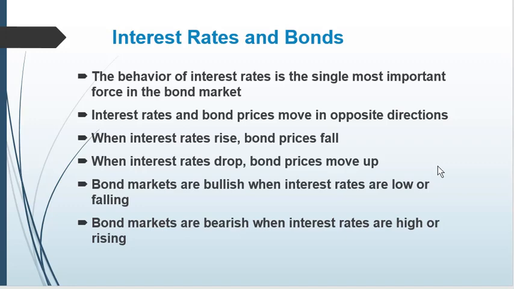So how do interest rates and bonds work together? The behavior of interest rates, which we've talked about a couple of times here, is very important. Interest rates and bonds move in opposite directions. So when bond markets are bullish, that implies that bond prices are rising. That must mean that interest rates are low or interest rates are falling.